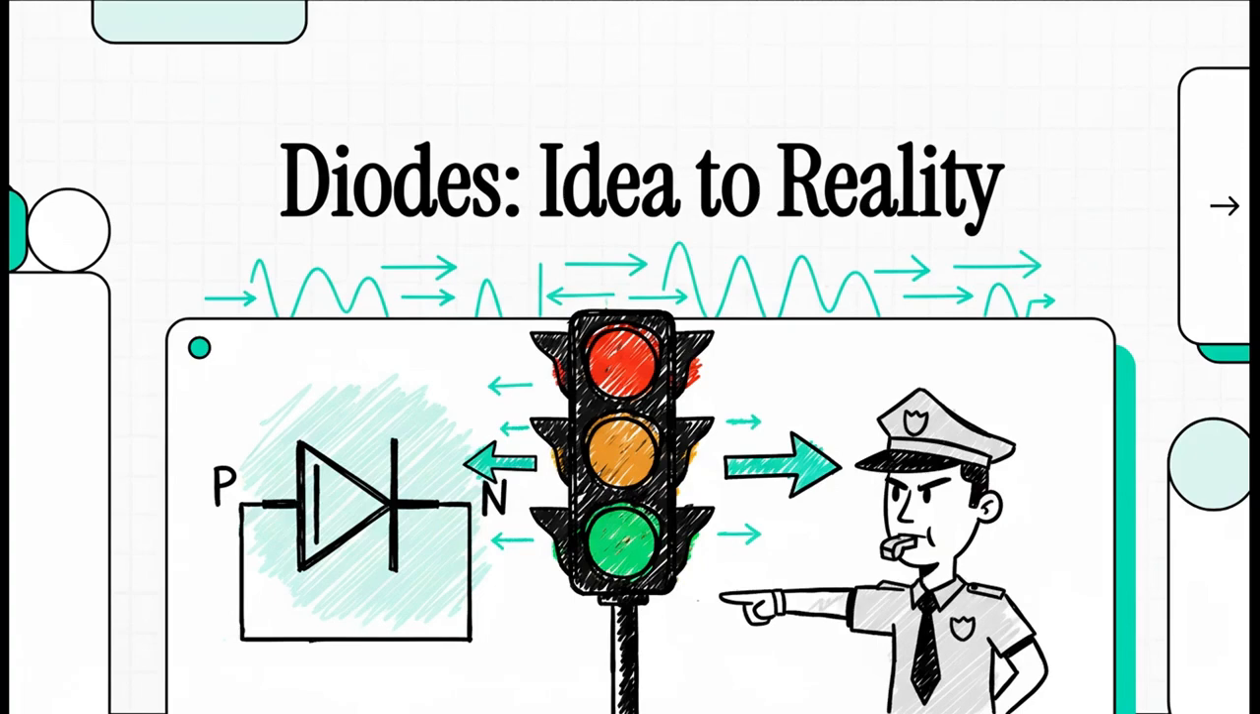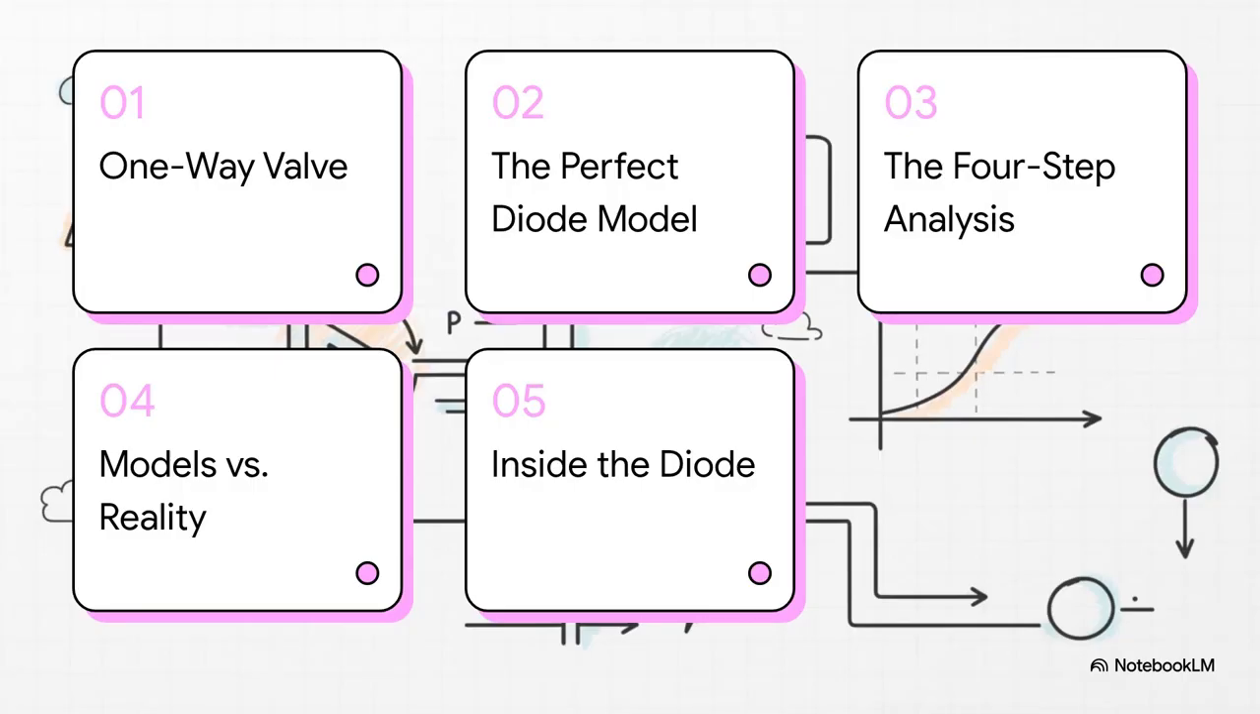Today, we are going to break down one of the most fundamental, most important building blocks in all of modern electronics, the diode. You can think of it as the ultimate traffic cop for electricity. It looks simple, right? But it has this surprisingly complex and absolutely crucial job, making sure that current only flows one way.